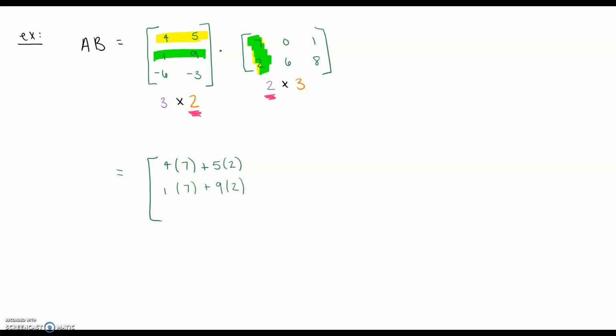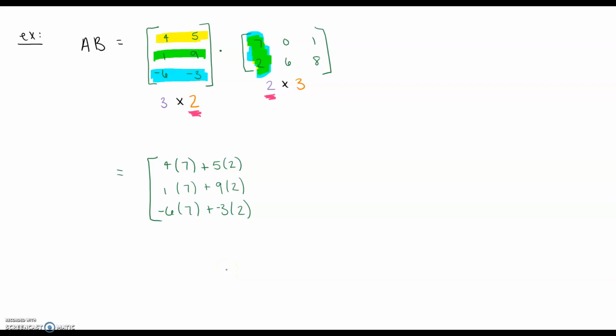And then for the last one, we're going to do it again. Negative 6 times 7 plus negative 3 times 2. And that's going to give us our first column in our new matrix.